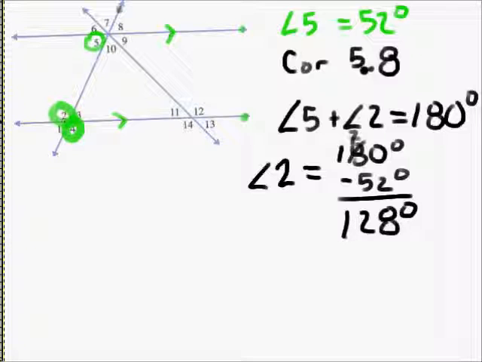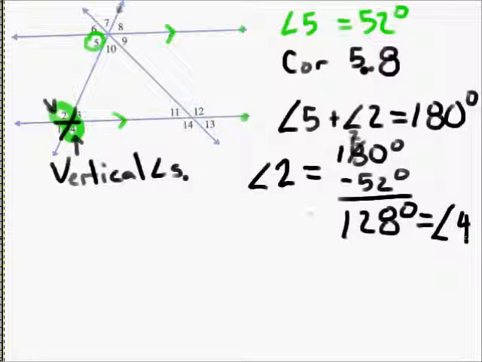Okay, what about angle 4? Angle 2 here and angle 4, because they are on opposite sides of these crossing lines, are vertical angles, which means they're congruent. So angle 4 is also 128 degrees. And that's why the problem stated it in the way it did: find angles 2 and 4.